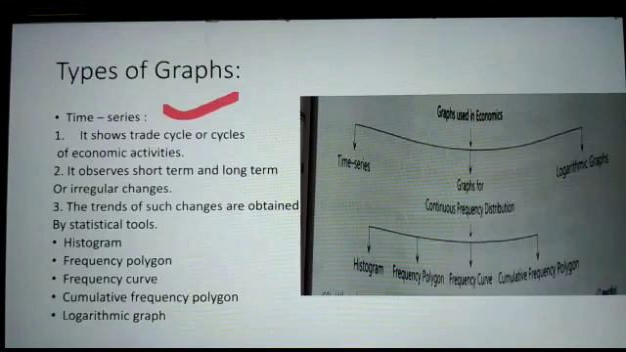After the series of diagrams, let us come to the types of graphs. Usually, economics uses graphs and statistics classifies graphs as time series graphs. For continuous frequency distribution, we have histogram, frequency polygon, frequency curve, cumulative frequency polygon and logarithmic graphs. The same is presented to you in the form of a table for better and easy understanding. We shall just see the time series graphs. Since the syllabus does not include other types of graphs, they are not discussed here.